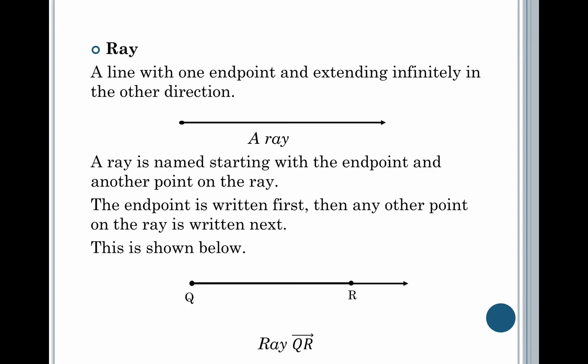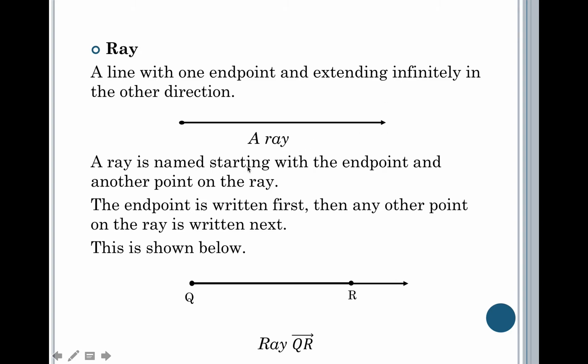So a ray is different than a line. A ray is a line with one endpoint and extends indefinitely in one direction. So you have a point and you have an arrow on the other side. A ray would be a point on one end and an arrow on the other. The point can be on the other side with the arrow going this way. It doesn't matter, as long as you have one point and an arrow on the opposite side.